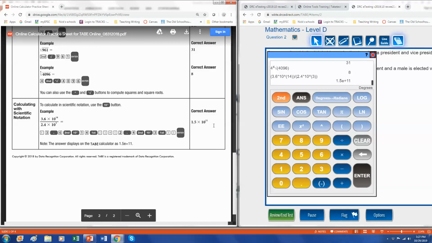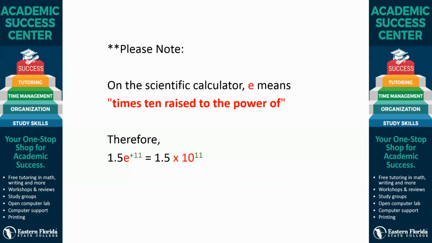Over here it says 1.5 times 10 to the 11. Let's look at why the calculator says that real quick. The calculator said 1.5 e to the positive 11, but our practice sheet said 1.5 times 10 to the 11. Well, that's really easy to explain. On the scientific calculator, the e means 10 to the power of whatever number it is, in this case 11. So it would be 1.5 times 10 to the 11. So that's why that looked a little different. It's the exact same thing. It's 1.5 times 10 to the 11 written as 1.5 e to the 11. So we did get the correct answer there.